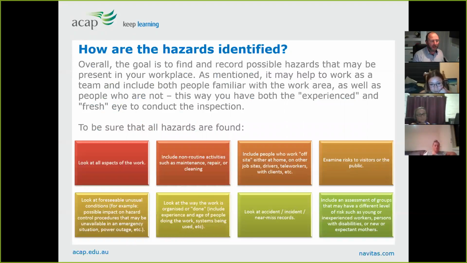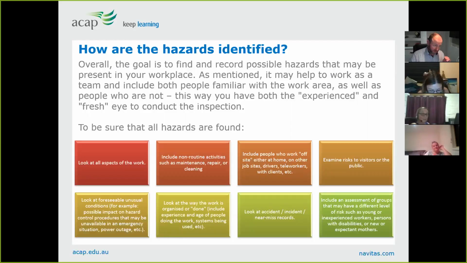This is talking about how hazards are identified. Overall, the goal is to find and record possible hazards that may be present in your workplace. To be sure that all hazards are found, look at the aspects of the work, include non-routine activities such as maintenance, repair, or planning, and include people who work off-site, either at home. So it starts to break down all those parts. Have a read of that, understand it.